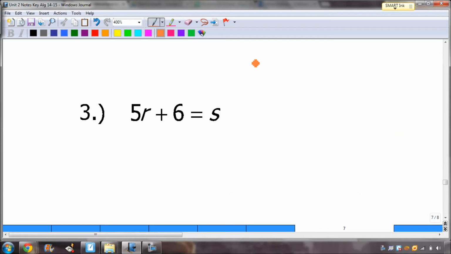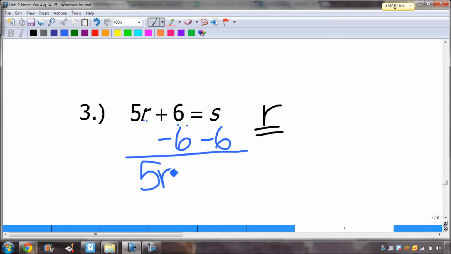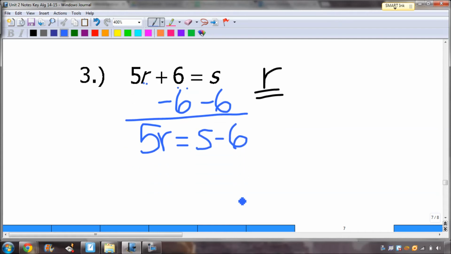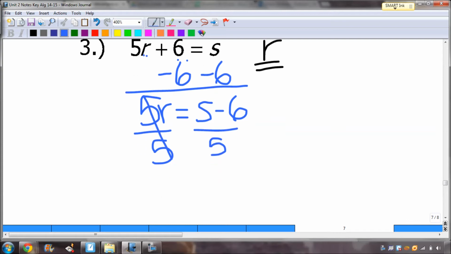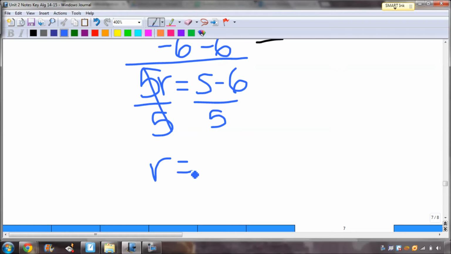All right, and number 3, it doesn't tell you what variable to get by itself, so I will tell you that the variable that we want to get by itself is the r. So r is what we're going to try to isolate or get by itself. So this has 2 steps. First thing I'm going to do to get the r by itself is get rid of the 6. So I'm going to subtract 6 from both sides, and I end up getting 5r equals s minus 6. The last step that I need to do is divide both sides by 5 to get that r by itself. So that means that r is equal to s minus 6 over 5.